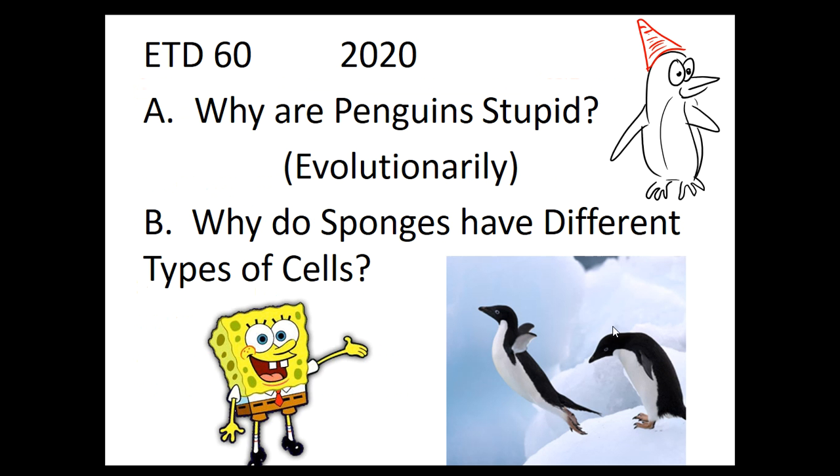If we look at our ETD, which you should write down now, why are penguins stupid, evolutionarily? Because they are stupid creatures. I mean, who wears a tuxedo every single day and waddles around and is a bird who can't even fly? And then why do sponges have different types of cells? Go ahead and write down the questions, take a swing at them, and then we'll come back to answer those questions together in time warp right now.